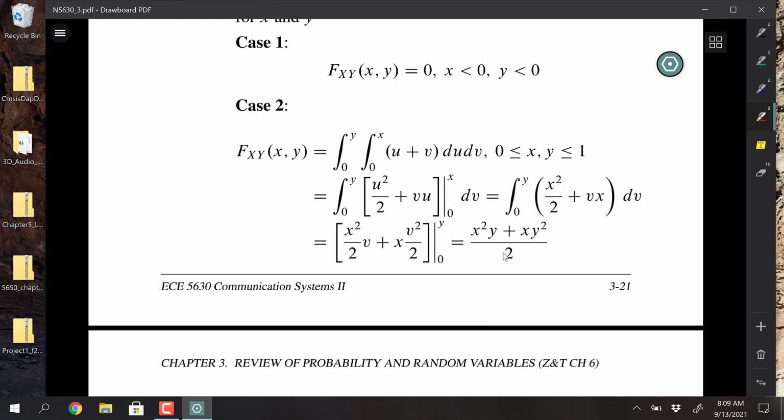So if we ensure that X and Y are in the interval of support, or region of support, for the joint PDF, we can then just integrate from 0 to X and 0 to Y. The order doesn't matter. It's rectangular, it's separable, things like that from the integration standpoint. So there's the function, x squared y plus x y squared over 2.